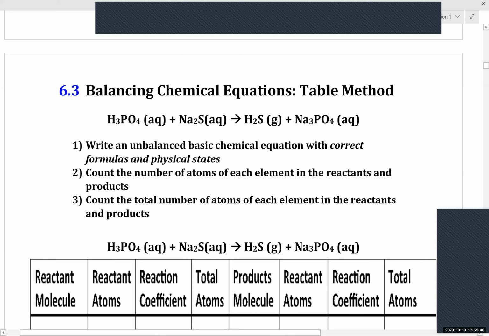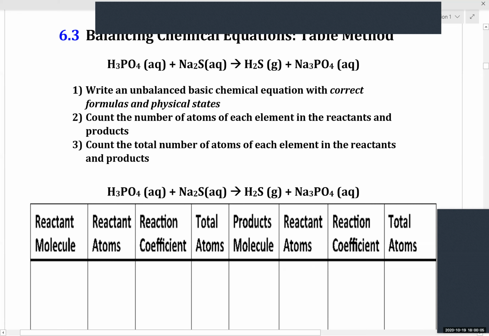Was that just labeling a balancing chemical equation, the one we just finished using? Yes, it's also called the guess and check method. And this new method is called the table method. And whichever process works for you, you're more than welcome to use it. Thank you.